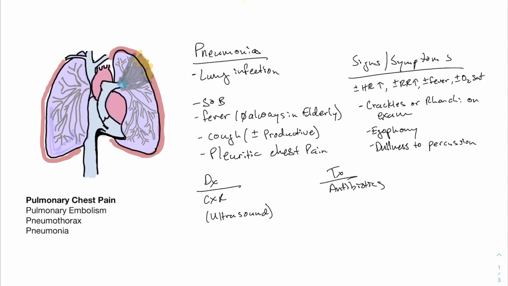And then the treatment is antibiotics. And it really depends on what type of pneumonia they think they have. And so the antibiotic choice is going to depend on the risk factors and where they got the pneumonia.